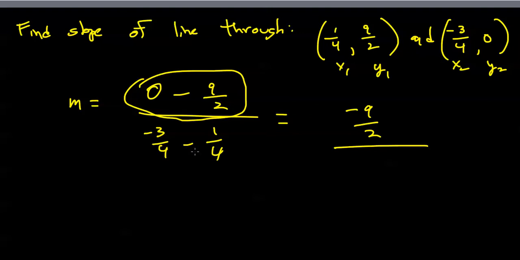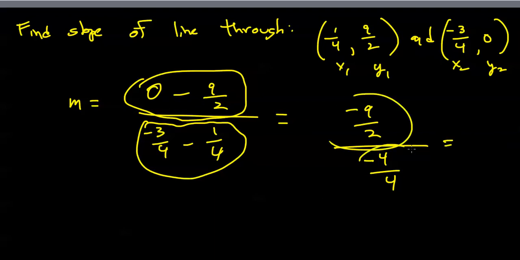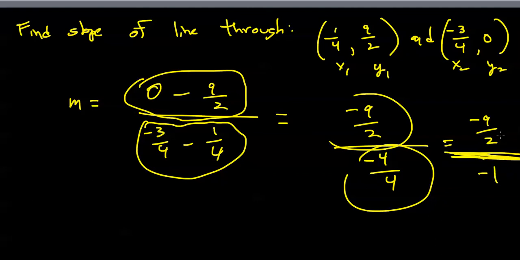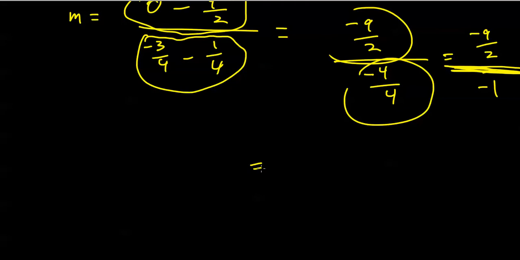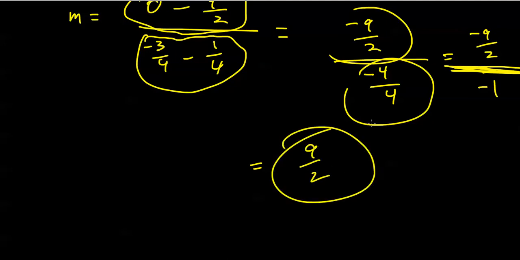How about downstairs? -3/4 minus 1/4. Well, those denominators are already the same, so I can just add or subtract the numerators as indicated. So I've got minus 9/2 on top and -4/4 in the bottom. Minus 9/2, I can't reduce that very much, but -4/4 reduces to -1, and when I divide a fraction by -1, it's equivalent to multiplying by -1. So I'll get the negative of -9/2. I get positive 9/2 as my slope calculation.